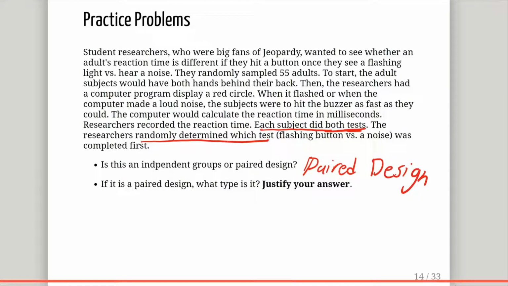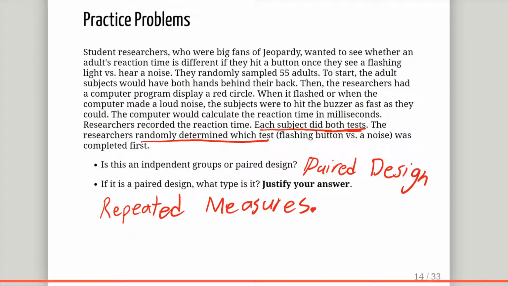If this is a paired design, what type is it? Justify your answer. So since each subject did both tests, that means that we're going to work with a repeated measures design. Each observational unit was in both explanatory groups.